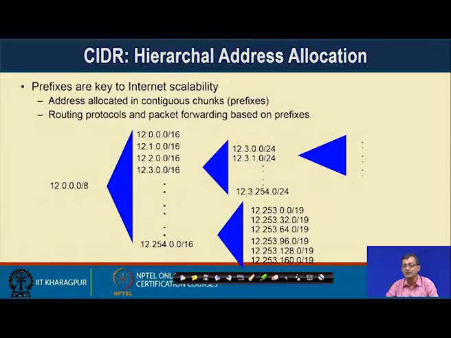So, prefixes are key to the internet scalability challenge: addresses are allocated in contiguous chunks, prefixes, and routing protocols and packet forwarding are based on these prefixes, while we route between these addresses. So I can have different hierarchies of this sort of mechanism, and I can manage the whole IP space in a better way. Not only that, I can manage the routing information, the routing table or the forwarding table in the router, in a much more efficient way, right.